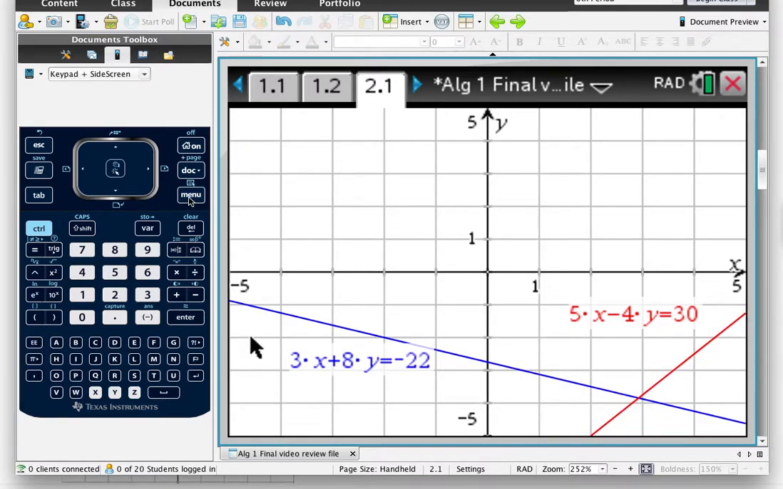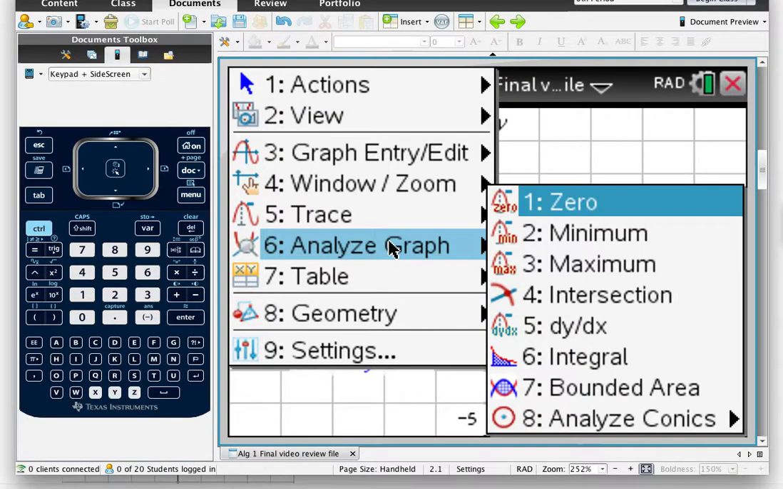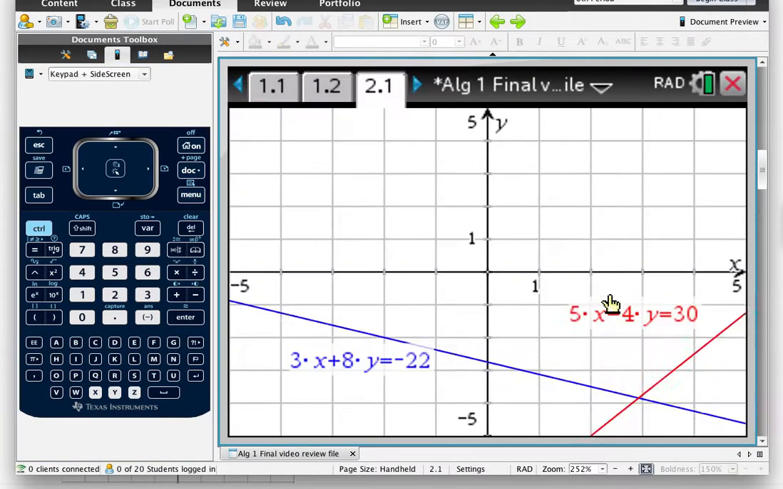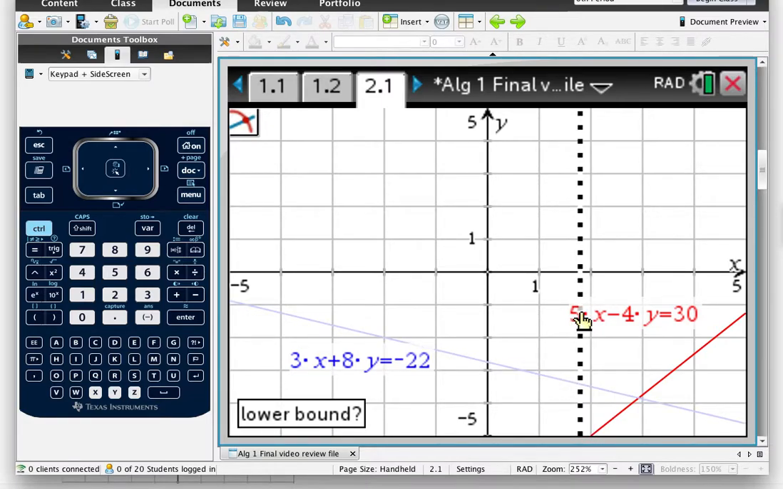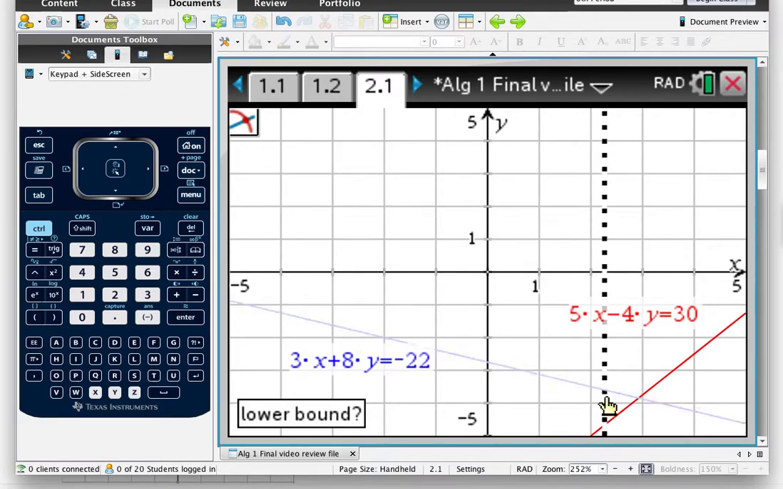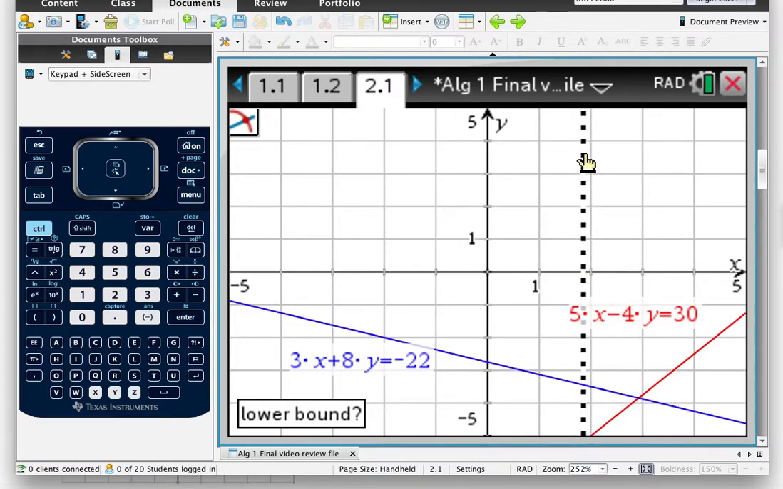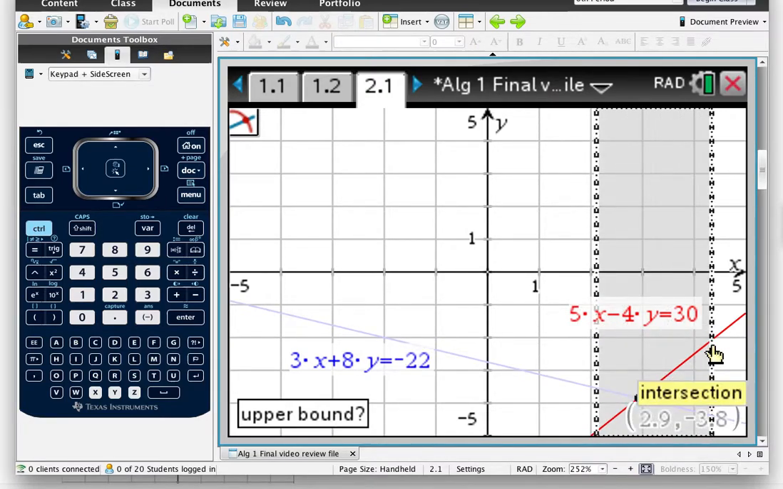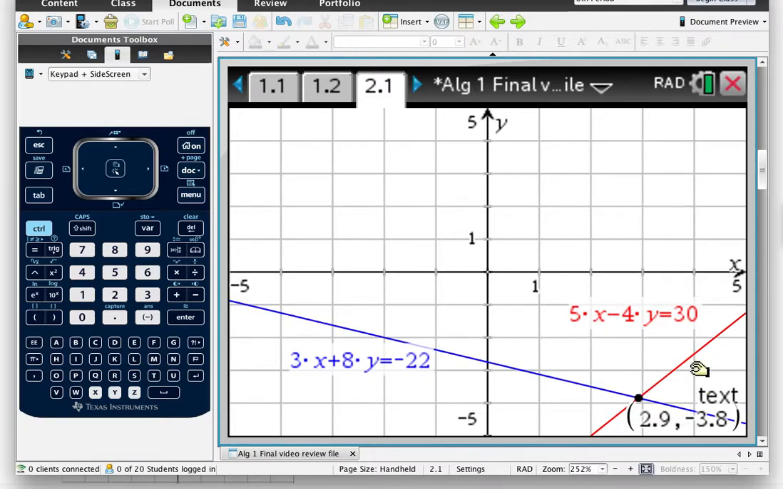So the easiest thing to do, go to menu, analyze your graph, find your intersection, okay? Lower bound and upper bound, they want you to put that intersecting point in between these two dotted lines that you see here. So lower bound just means I need to be on the left side. Upper bound means I need to be on the right side. And for these two equations, they will intersect, or they will equal each other when x is 2.9 and when y is negative 3.8. Okay.